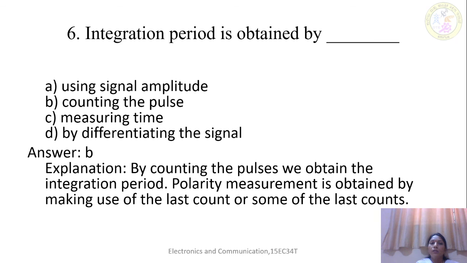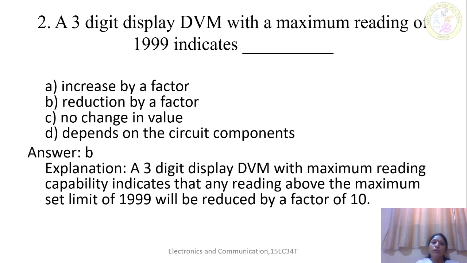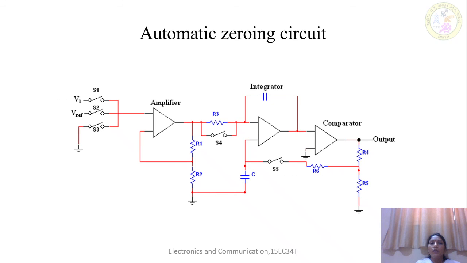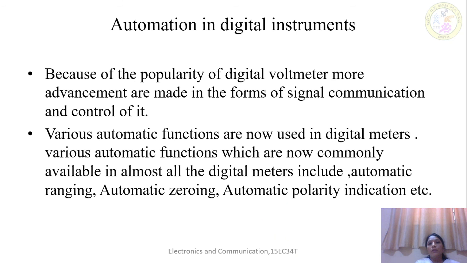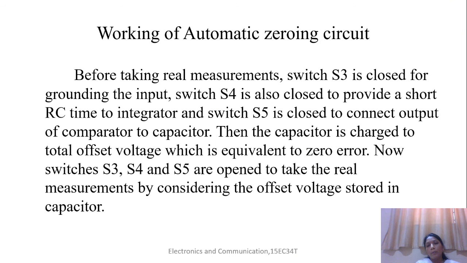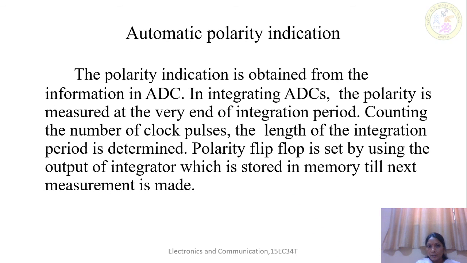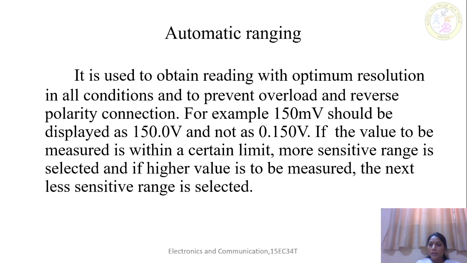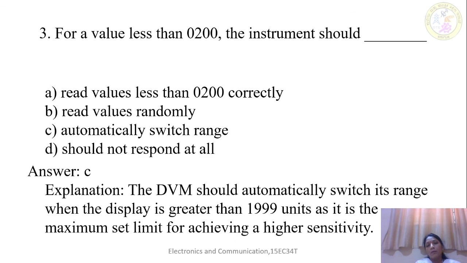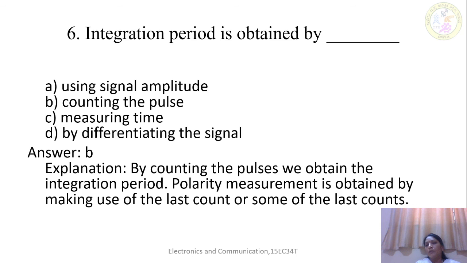So, in this session, you studied about automation in digital instruments. So, why automation is needed, automatic zeroing, automatic polarity indication, automatic ranging, and some MCQ questions on this.